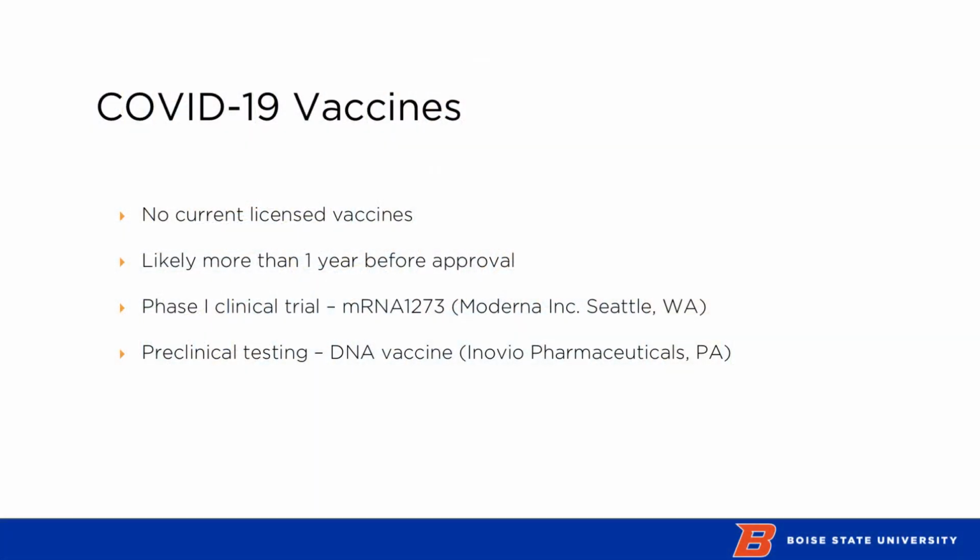As far as the vaccines that are in development, we have one right now that is actually undergoing human clinical trials in Seattle, and so that one is moving pretty rapidly, but still most likely we will not have any vaccines for at least a year.